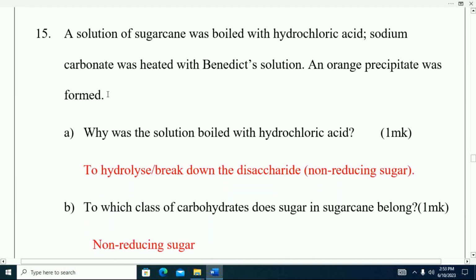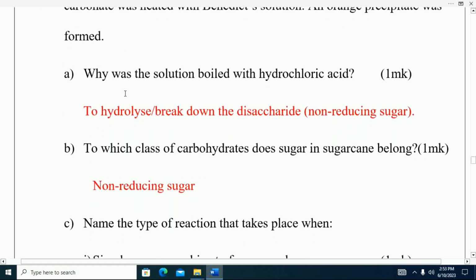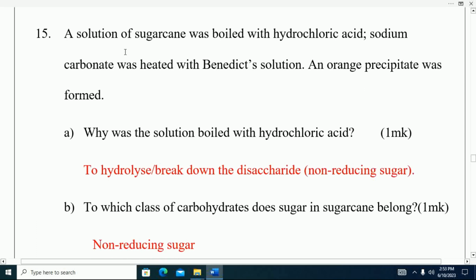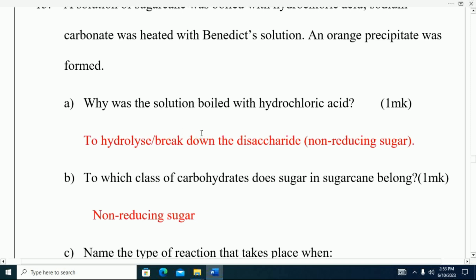Question number 15. A solution of sugarcane was boiled with hydrochloric acid. Sodium carbonate was added and heated with Benedict's solution. An orange precipitate was formed. Why was the solution boiled with hydrochloric acid? This question, they keep on repeating it, so it is good for you to master it. This is to hydrolyze or break down the disaccharides, that is non-reducing sugars.